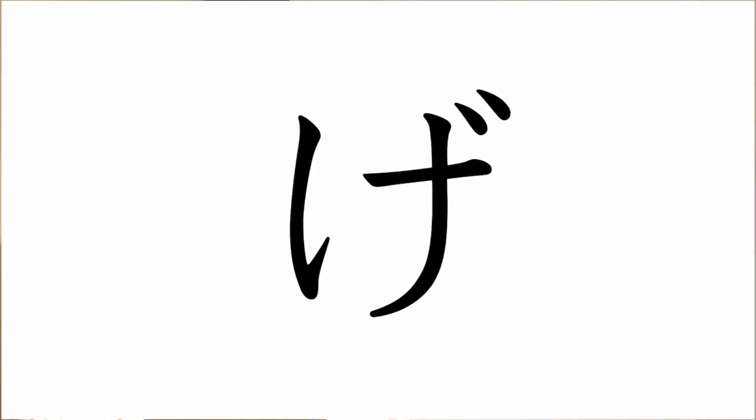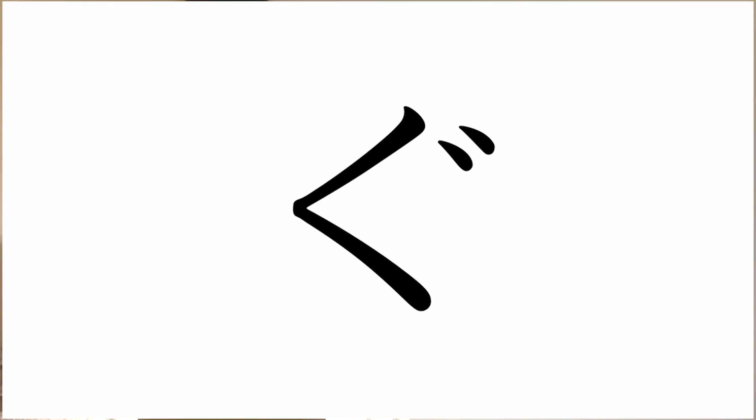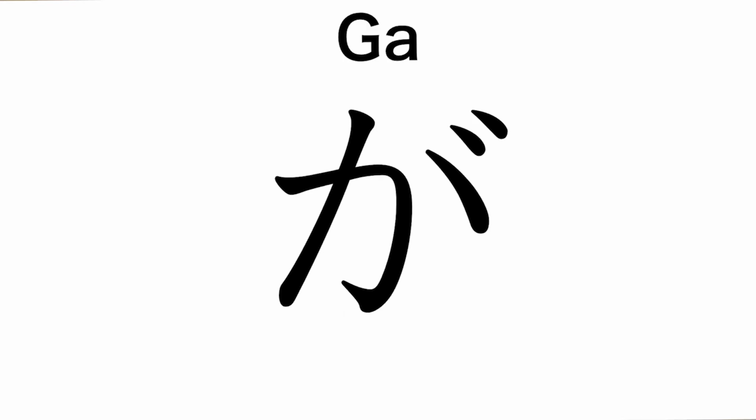Let's review them. What is this? Ge. What is this? Gu. What is this? Go. What is this? Gi. What is this? Ga.